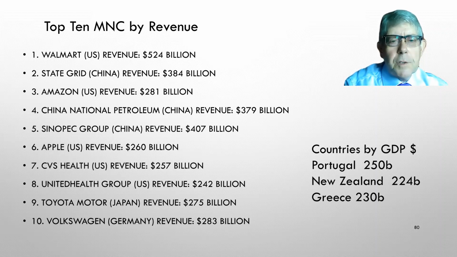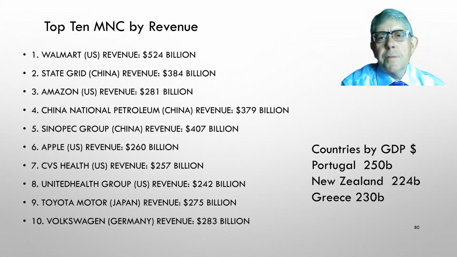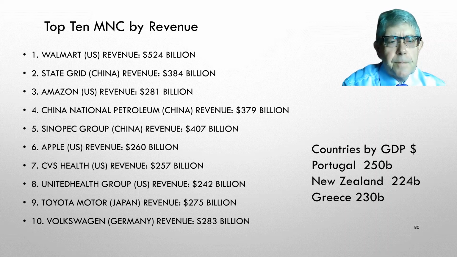By way of contrast, if we look at some countries' GDP, at Portugal of $250 billion, New Zealand $224 billion, and Greece $230 billion, and contrast that, for example, with Walmart, whose turnover is $524 billion. So you can see that some of these companies have revenues which exceed the GDP of some smaller countries.